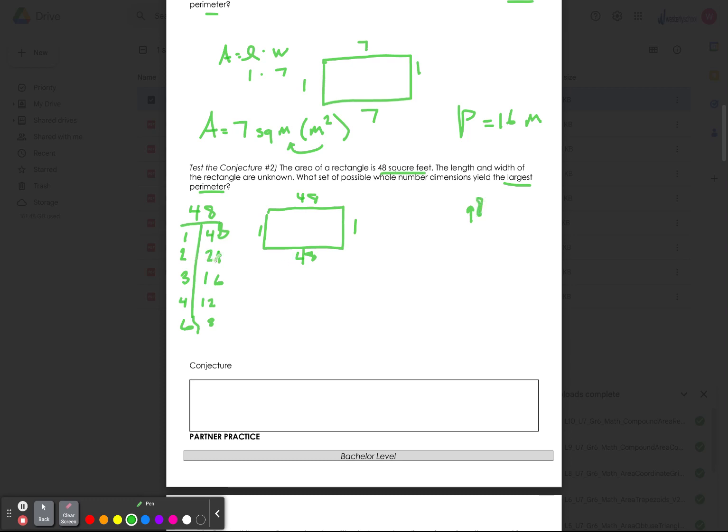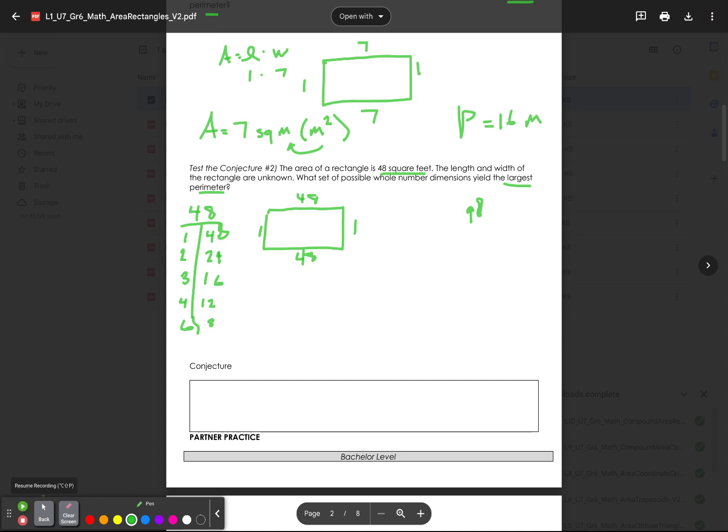Here, if we had 24 plus 2 and then 24 plus 2 again, that would give us 26 times 2, which would give us 52. If we have here 3 plus 16 is 19, and then 19 times 2 gives us 38. So already, if you're noticing, as we go down, 4 times 12, that'd be 4 plus 12, which is 16. 16 times 2 is 32. 6 plus 8 is equal to 14, and then 14 times 2 is equal to 28.